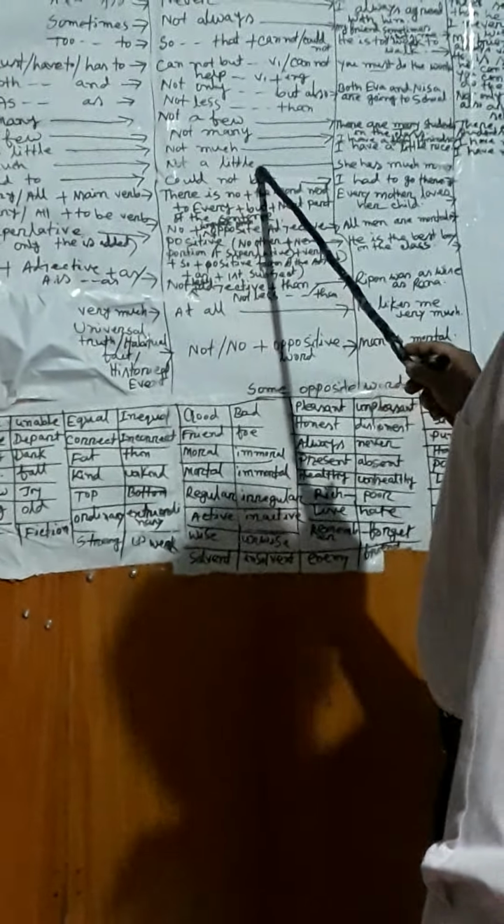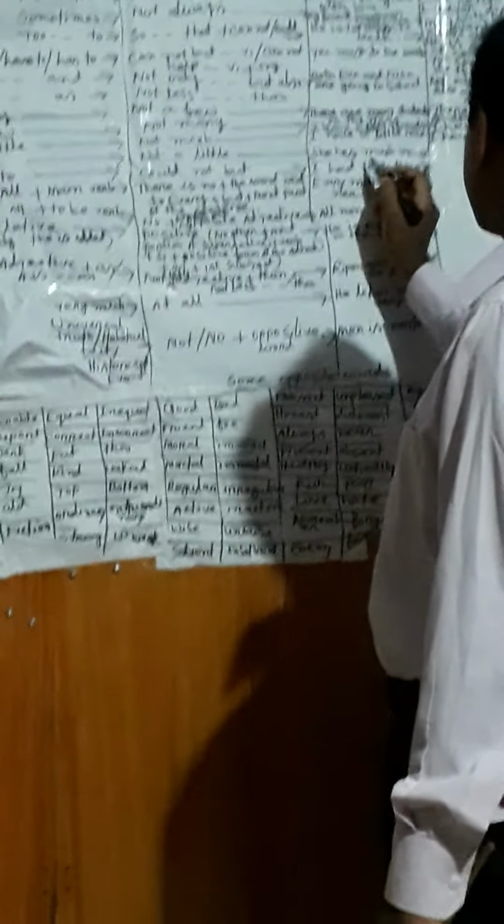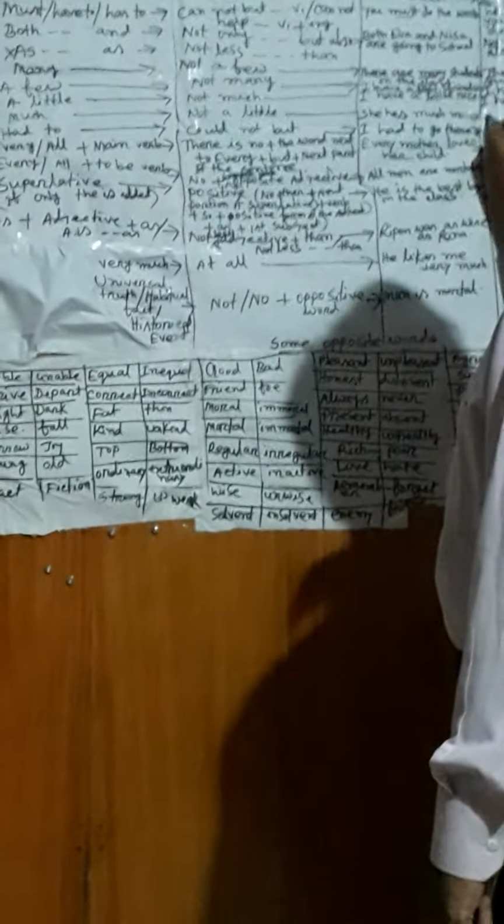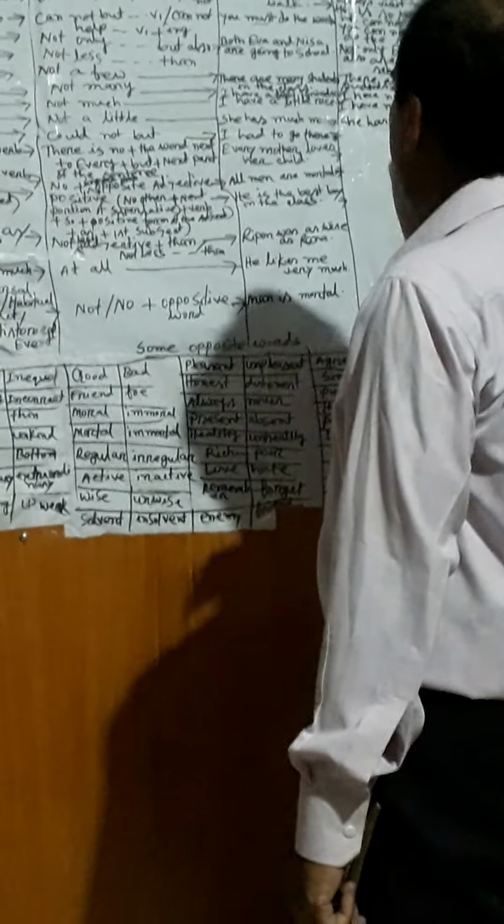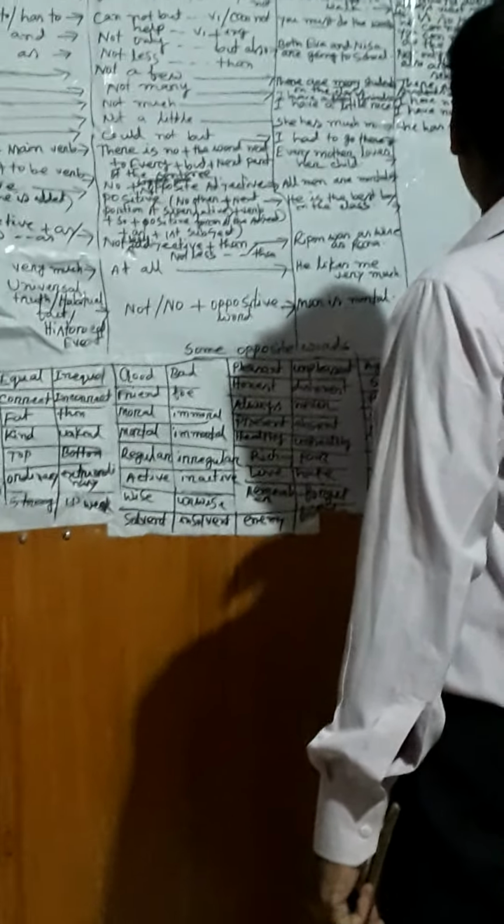If you find much in an affirmative sentence, then you have to use not a little in a negative sentence. And look at the example. She has much money. Here you find a word and that is much. So you have to use not a little instead of much if you want to turn it into a negative one. She has not a little money.